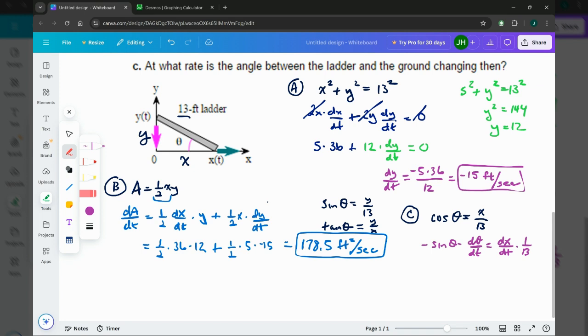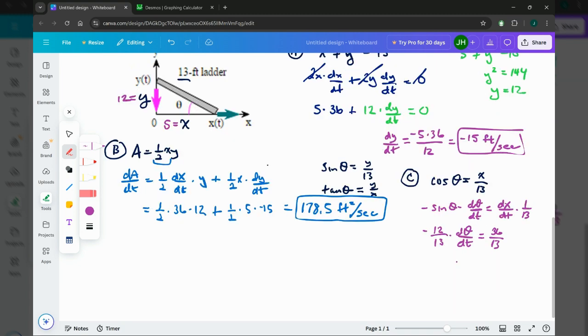So what is sine of theta? Now remember, we know that x is 5. We know y is 12 from the previous question. So sine of theta would be 12 over 13. dx/dt, we know from the previous problem is 36. This would give me 36 divided by 13. And to solve for d theta/dt, wouldn't I take that 36 over 13 and multiply by negative 13 over 12? And this reduces to negative 3.